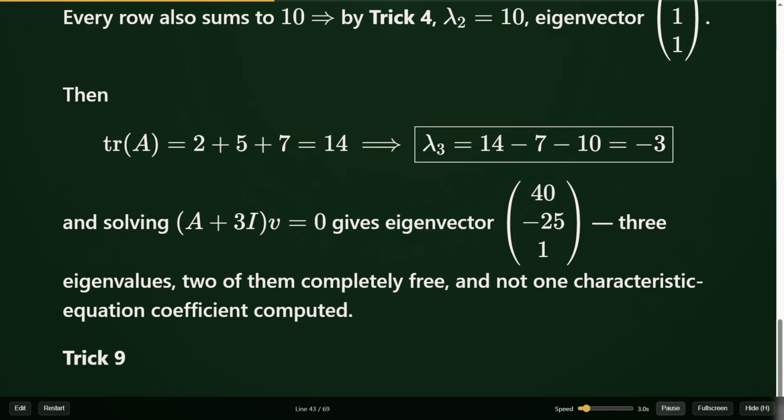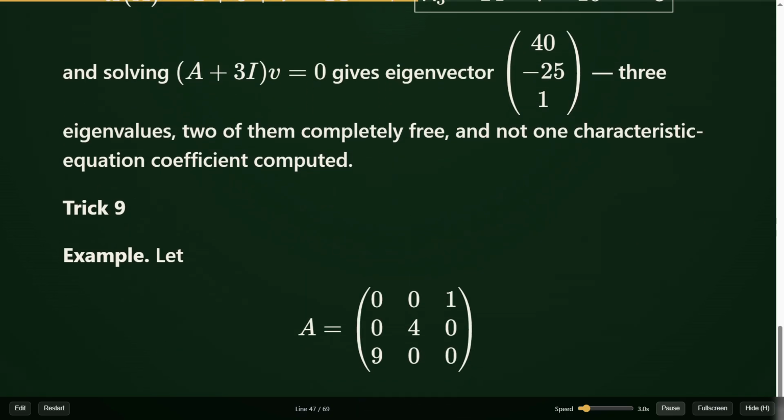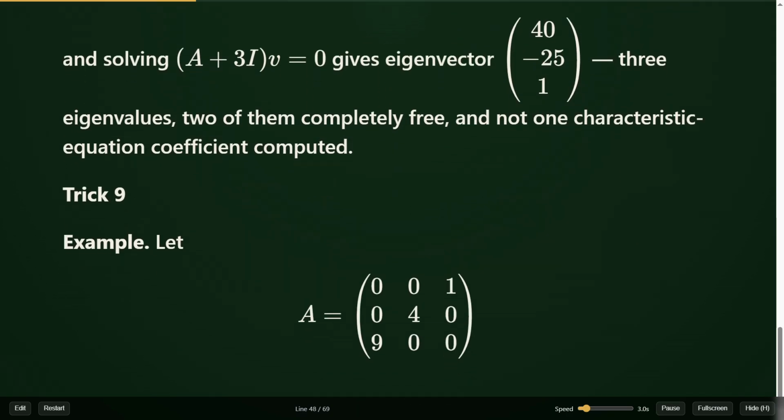Let us look at trick number 9. This matrix is 0, 0, 1, 0, 4, 0, 9, 0, 0. Now, in trick 1, we have seen a matrix which was a diagonal matrix, with all the entries on the principal diagonal. Now, this is the case where the entries are not on the principal diagonal. So 0, 0, 1, 0, 4, 0, 9, 0, 0 is the special case.